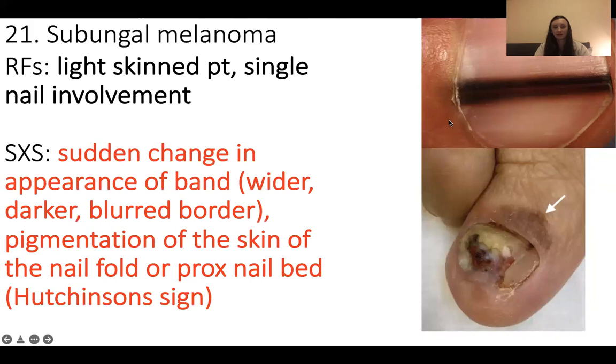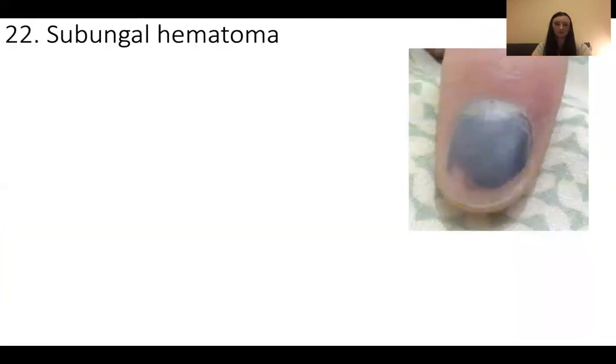So it gives this like Hutchinson sign. Again, that's what this like stripe is. And from my understanding, they have to take off the whole finger, like at that joint, to get rid of the melanoma. Subungual hematoma is going to be blood under the nail.